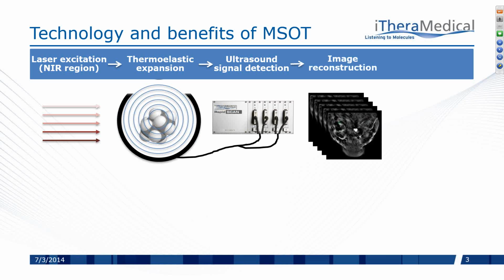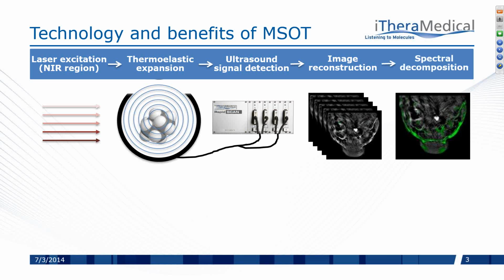We can then reconstruct these images, and we get whole cross-sectional images of the mouse. In this example here, we show a subcutaneous tumor on the back of the mouse, and each individual wavelength that we illuminate with leads to one image. We can then use spectral decomposition techniques with certain algorithms to unmix specific signals very sensitively. In this example here, in green, we show the ICG signal overlaid on a grayscale single wavelength image, and we can see very sensitively and specifically where this ICG is located throughout the whole mouse.